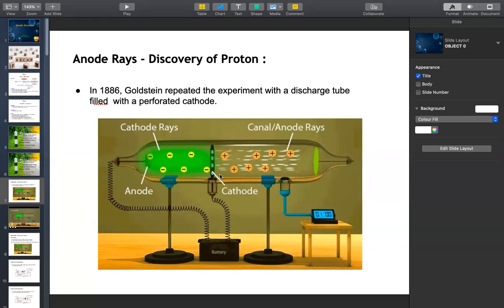So what will be the charge of the anode ray? What do you say? What will be the charge of the anode ray based on your observation? Because the cathode ray charge, you know.